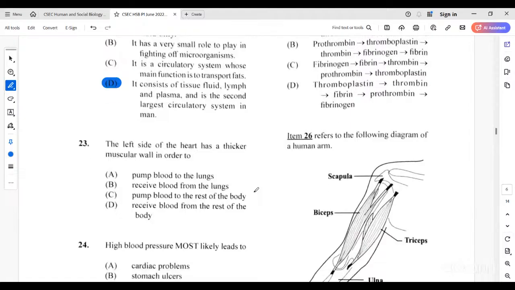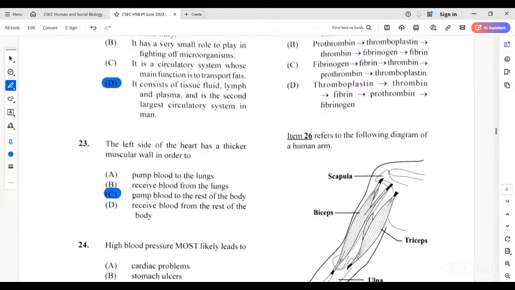The left side of the heart has a thicker muscular wall in order to do what? The purpose of the heart is to be able to pump blood to places. So you want to have a nice thick wall if you need to pump blood to your whole body. And by your whole body, we mean from your head to your toes. Yeah? So we're looking for some answer that says pump blood to the lungs. The lungs is literally right next to the heart. Receive blood from the lungs. You don't need to have a thick muscular wall to receive blood from the lungs. Pump blood to the rest of the body. Oh, they said it. Receive blood from the rest of the body. No, you receive blood from the rest of the body on the right-hand side of the heart. So 23, the answer is C.